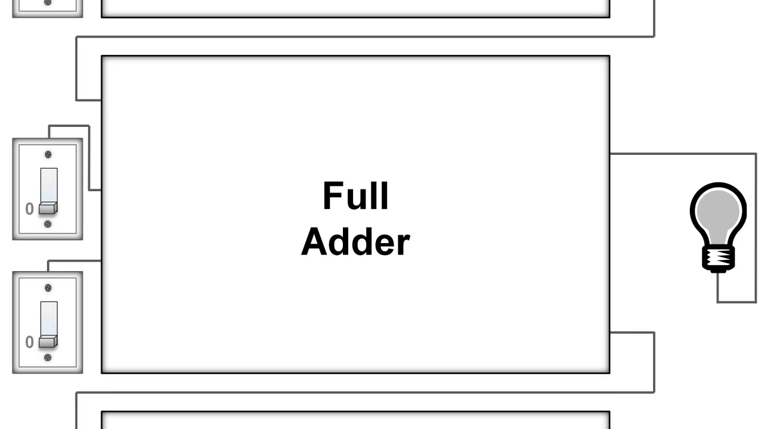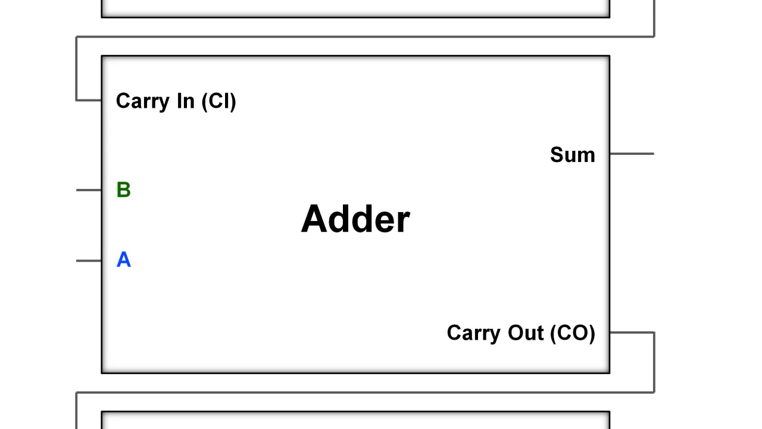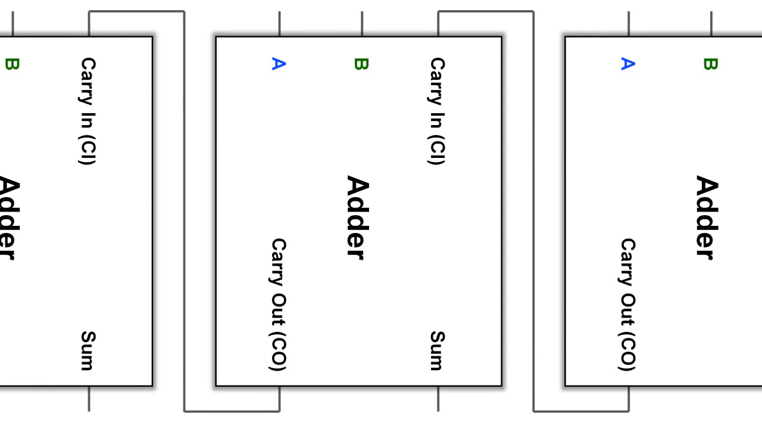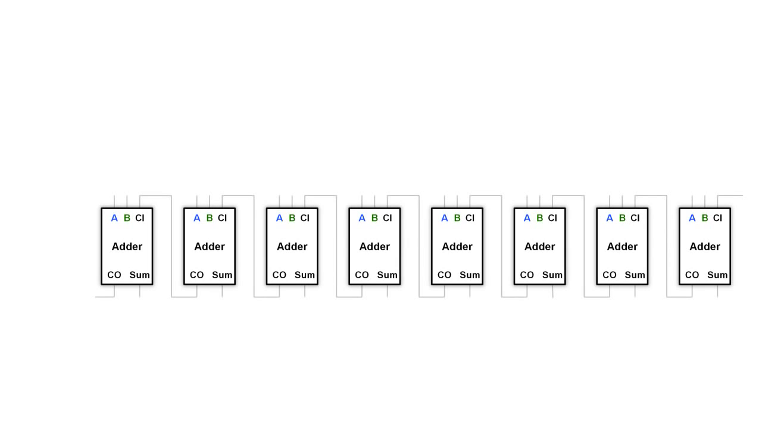Now let's just focus on the full adder as a unit, which we'll just call an adder from this point on. And let's label the wires. We'll use A and B to represent the input from our two switches, and sum to represent the wire to the light bulb. Now let's remove the switches and the light bulb, turn the adder on its side, rearrange our labels, and then zoom out.